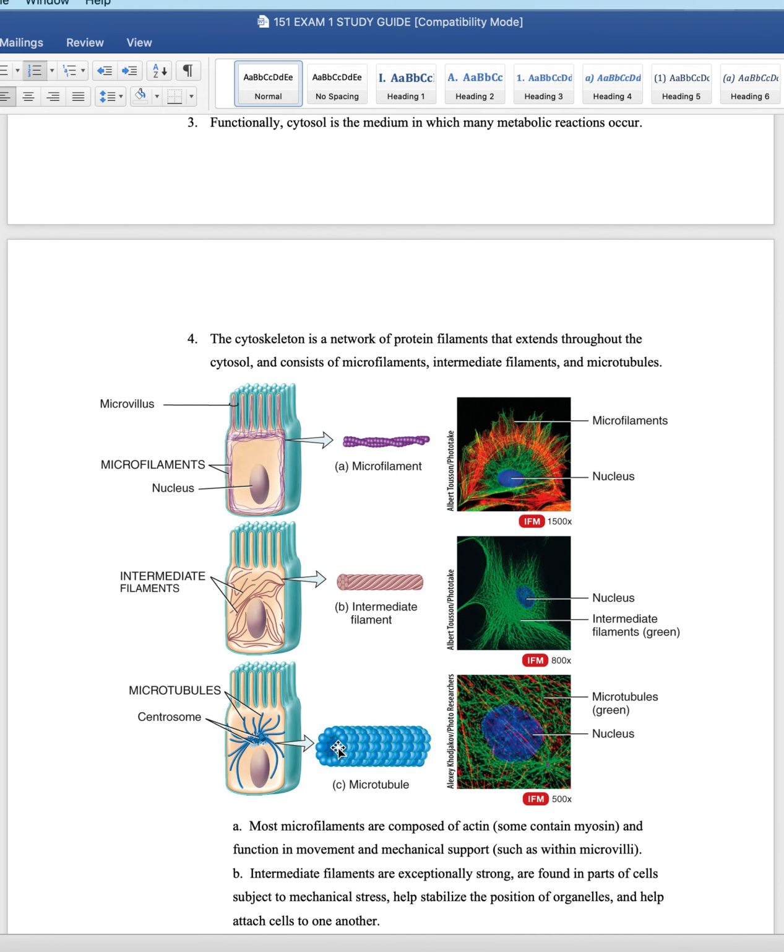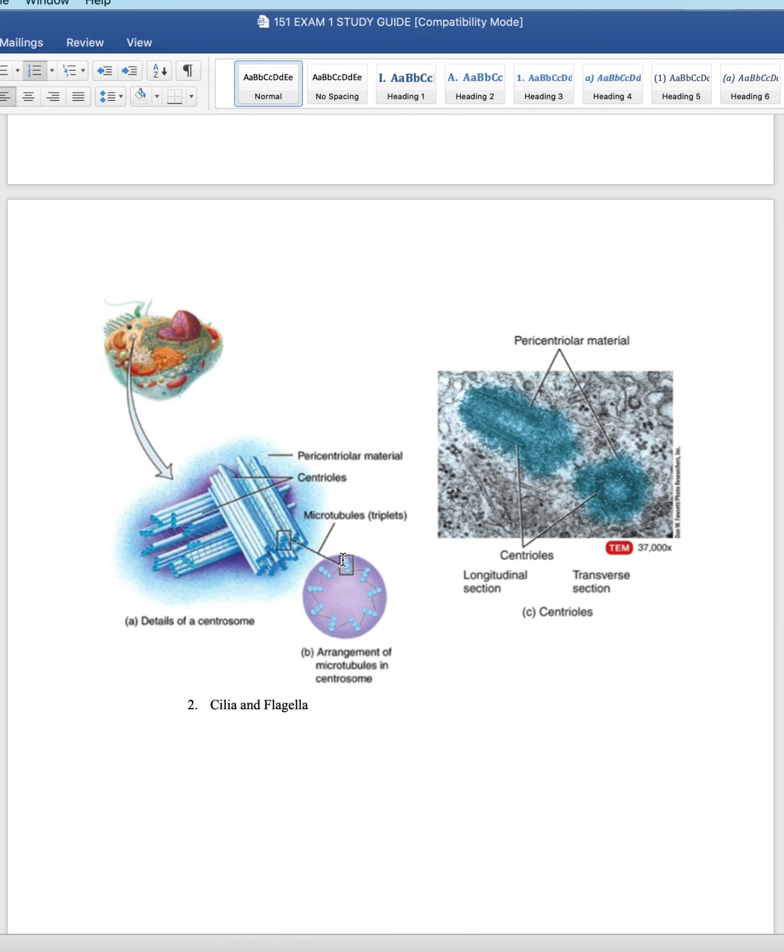The microtubules are found in multiple different regions, but these are going to be involved in locomotion. They're also involved in mitosis, so we'll talk about that when we get to mitosis. They're also involved in migration, moving a cell from one place to another, for example through flagellar or ciliary motion. Other types of organelles: here's a centrosome. A centrosome is going to have a microtubule triplet.